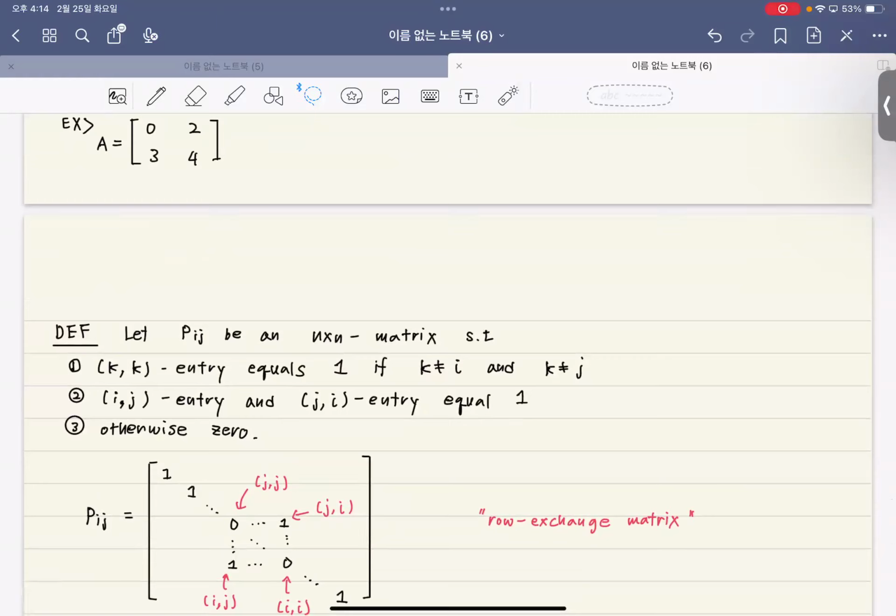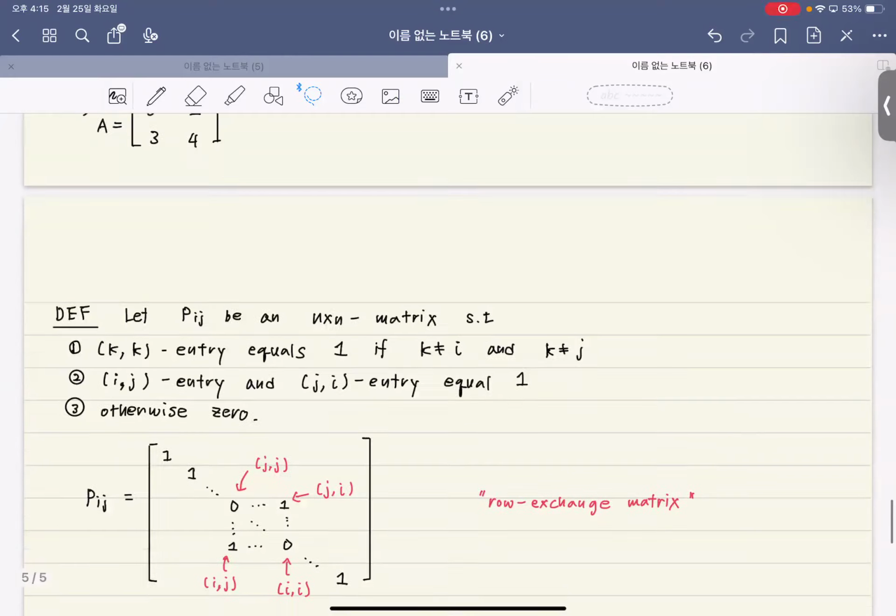I will define some mysterious square matrix, Pij. So what is Pij? Pij is a square matrix that satisfies these three properties. Let me read them one by one. Every kk entry, that means every entry on the diagonal, equals 1, if k is neither i nor j.